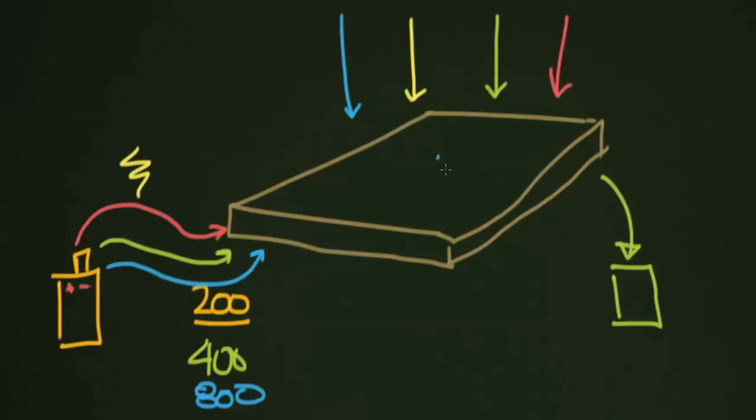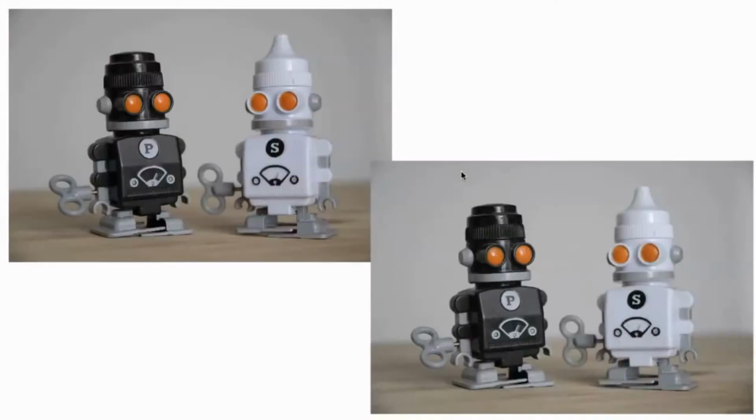So instead of having a little tiny point, it's kind of like a bigger point. And in principle, that's how it works. It's a little bit more complicated than that, obviously, but that's kind of the basics of it. So let's take a look at what this means for your images.